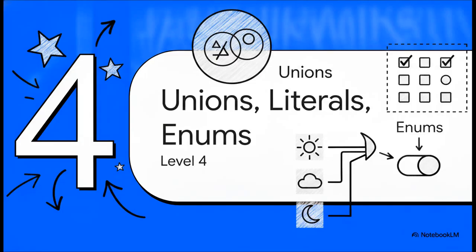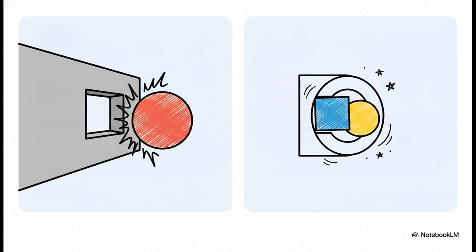Welcome to Level 4: Unions, Literals, and Enums. Let's look at how we control exact values. Okay, so sometimes an ID in a database is a pure number, but then sometimes it comes back as a string from an external API. It happens all the time.